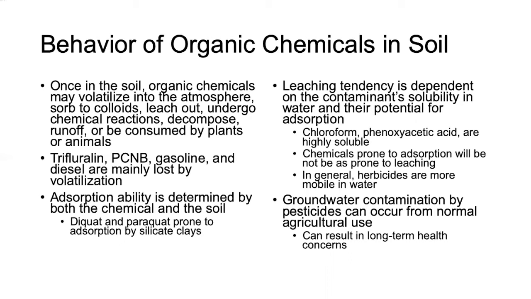So leaching tendency is also dependent on the contaminant's solubility in water and its potential for adsorption. So things like chloroform and phenoxyacetic acid are highly soluble in water. And chemicals prone to adsorption will not be as prone to leaching. So chemicals which readily bind to colloidal particles will be less likely to join the groundwater system, contaminate it, and spread it out that way. They'll be more likely to post up in the soil, and so the soil itself is what would need to be monitored.